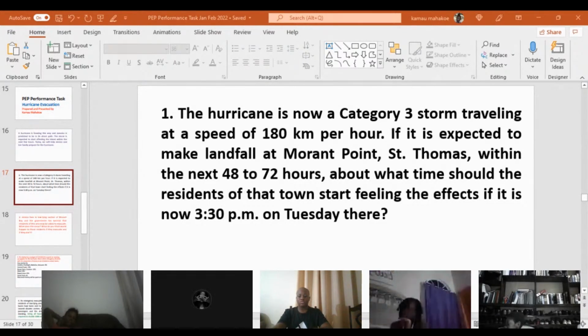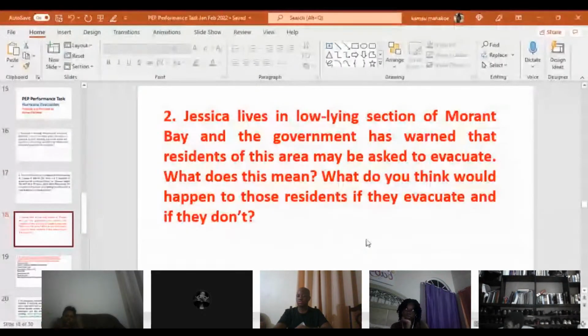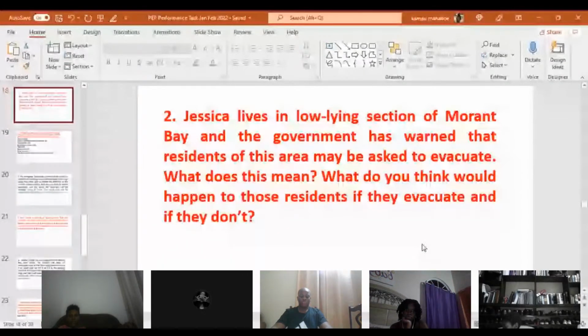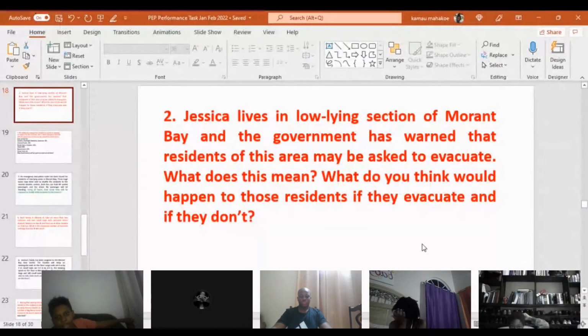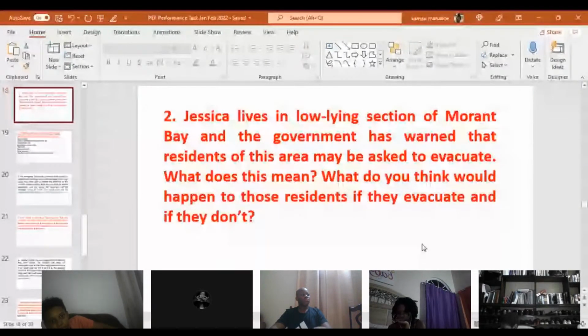All right, so let's continue. Jaden, can you read question 2, please? Okay, Miss. Number 2. Jessica lives in a low-lying section of Morant Bay, and the government has warned that residents of this area may be asked to evacuate. What does this mean? What do you think would happen to those residents if they evacuate and if they don't?